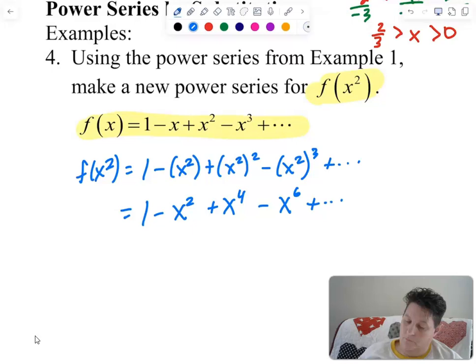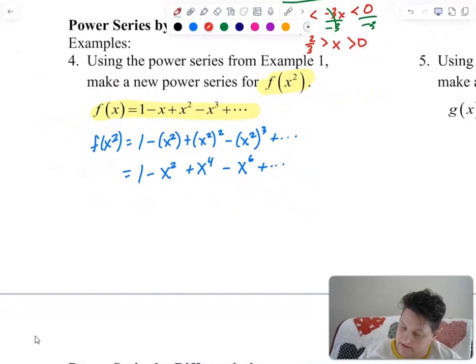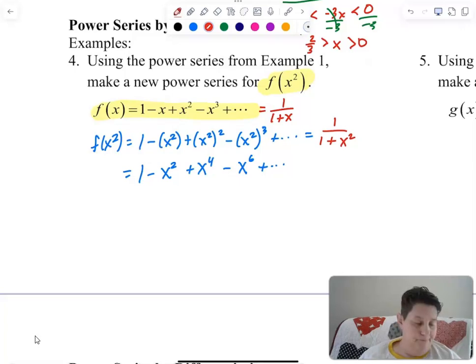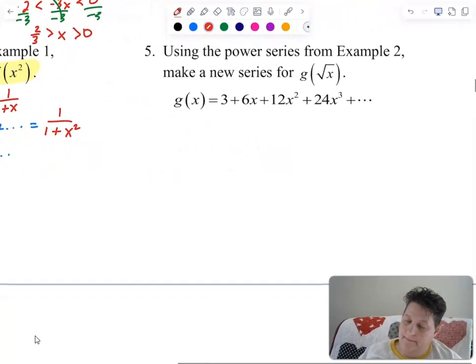And we can say what these sum to. This one is alternating again, so we write a1 over 1 plus, and this time we're plugging in x squared, because this one was 1 over 1 plus x. So now this one is going to be 1 over 1 plus x squared. Cool. For g, this was the one from example 2.